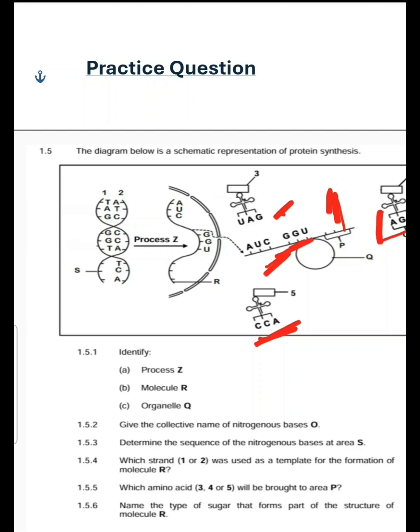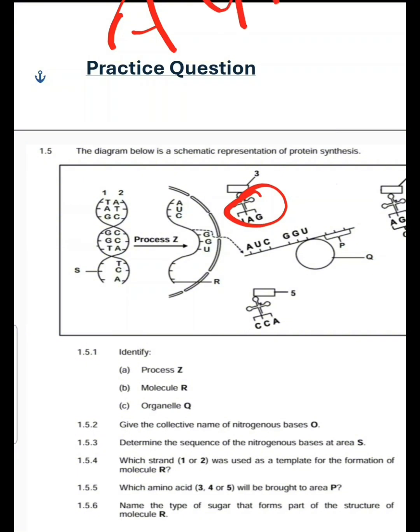Then they say, name the type of sugar that forms a part of the structure of molecule R. Where is molecule R? Okay, it's here. So that is mRNA. What type of sugar do we have in RNA? It's ribose sugar. So you write ribose. And let me tell you one thing also. Here, you can see that this is a tRNA, right? So that would be U, A, and G. And then here you have A, U, and C.